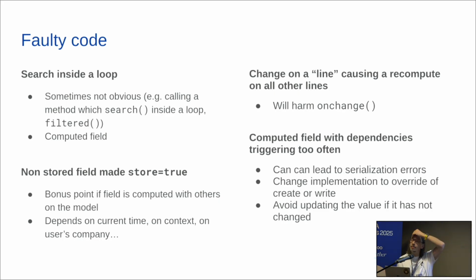Be aware that sometimes the loop is not obvious. If you are using filtered, there's a loop, but you don't see it because it looks like a single line. Or you're calling another function, which is making a search inside your for loop. You have a search inside the loop. Okay, so try to move things out of your for loops as much as possible.